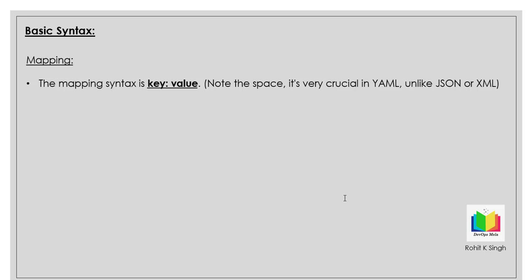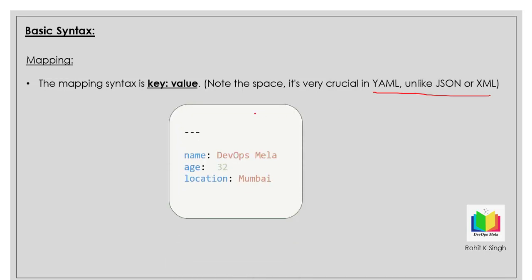Okay. So mapping is supported. Mapping is nothing but a dictionary wherein you have a key and a value. Note the space is very crucial in YAML. Okay, this is what mapping is all about. You got the key, you got the value defined.